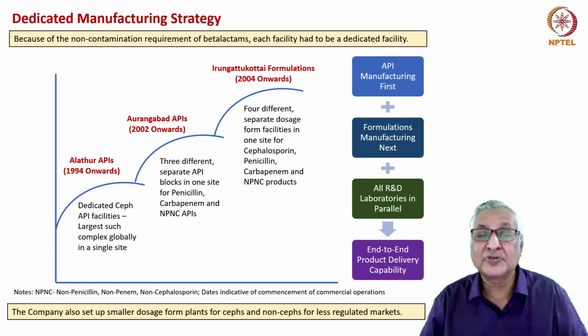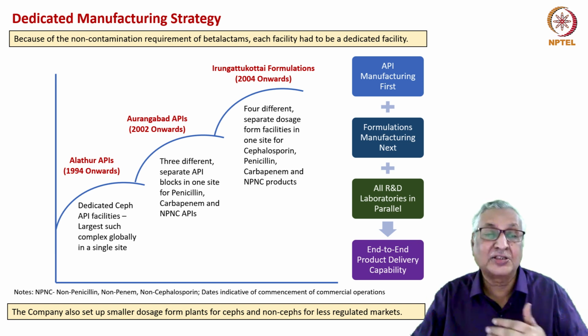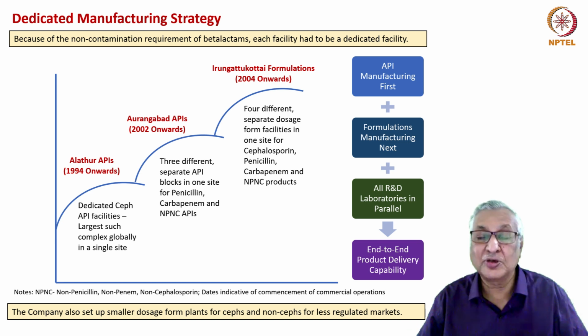The Irungattukottai formulations facility near Chennai was started from 2004 onwards. Four different separate dosage form facilities were constructed in that single site, but completely different and dedicated for each product group. One for cephalosporins, other for penicillins, another for carbapenems, and the last one for NPNC products. And the way it started was the approach, which is both sequential and step ladder. API manufacturing first, followed by formulations manufacturing, all R&D facilities in parallel, and end-to-end product delivery capability as a result. The company also set up smaller dosage form facilities for CEFs and non-CEFs for less regulated markets.